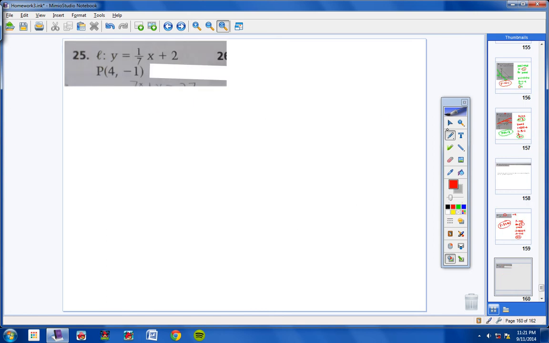Okay, now they want us to write a linear equation. So right away we think point, slope, and formula. Okay, now the point of the line we're looking for, they give it to us, that the line passes through, the line that we're trying to write the linear equation for, and it's right here, 4, -1.